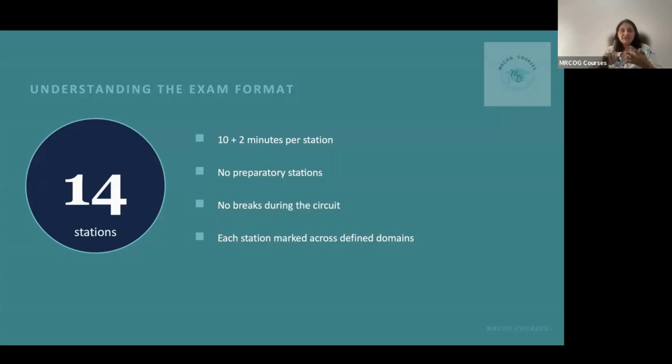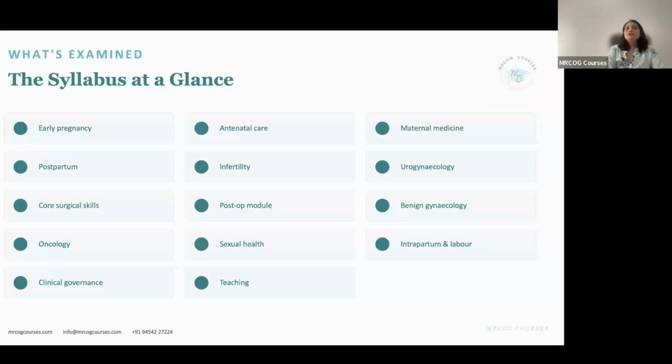This will be the fastest 3 hours of your life. I tell you, the 3 hours it takes to complete the 14 stations, and let me tell you, you will not even feel that you have done 14 stations. At the end, it will be like, okay, all done. So it will be so quick. Each station marked across defined domains. For every station, there is a domain-wise marking, and then there is a global score as well. So what's examined?